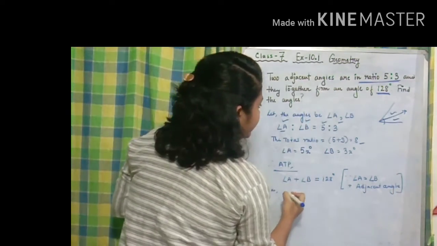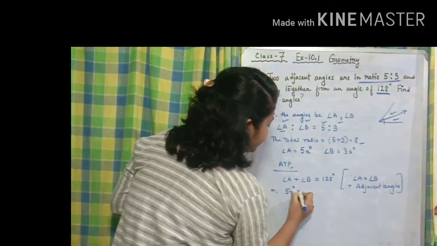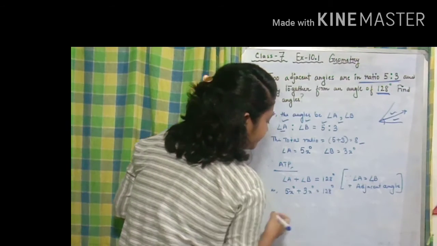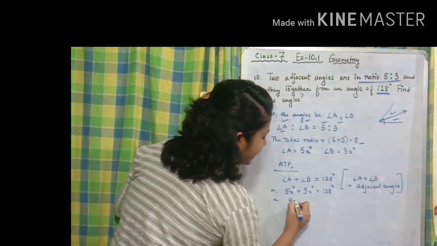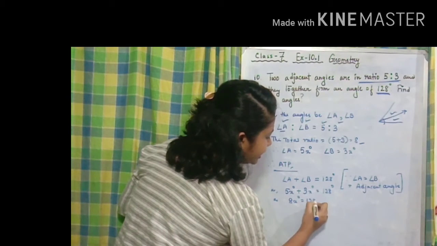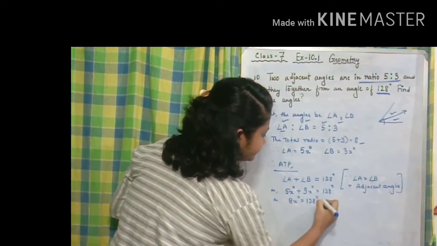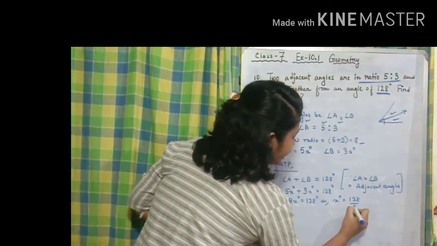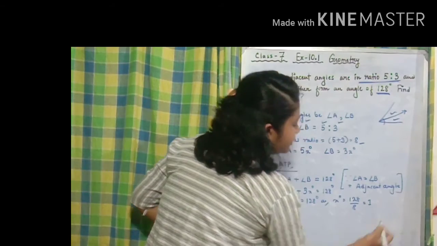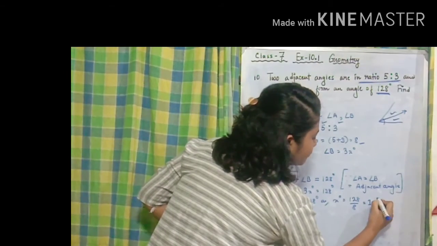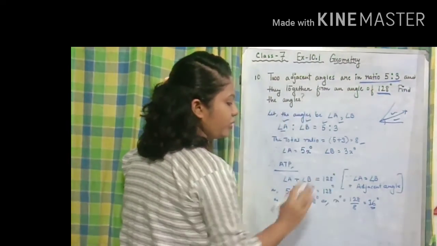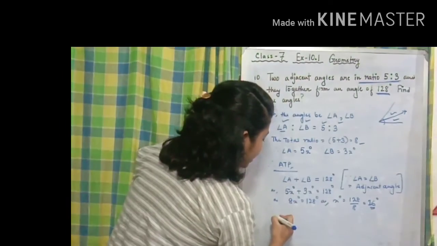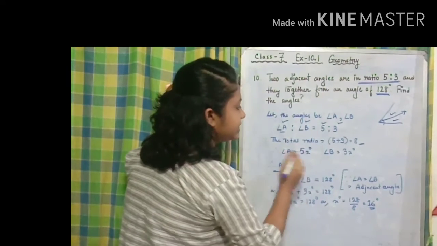Or angle A, which is 5x degree, plus angle B, that is 3x degree, equal to 128 degree. Therefore, the summation of it will be 8x degree equal to 128, or x degree will be 128 divided by 8. That means 8 ones are 8 and 8 sixes are 48. So 16 degree equals x. Okay. Now this is not the ending of our question. Now we have to find out the exact angles.